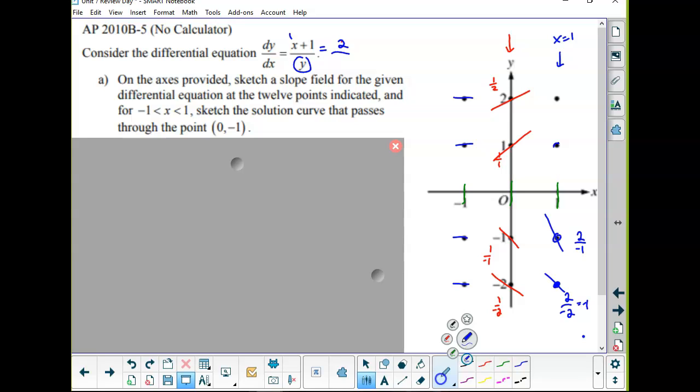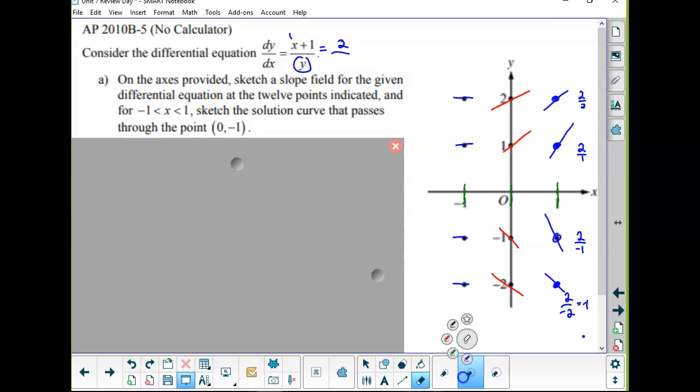And then same thing with what happens when y is +1. Well, that's going to be a +2 over 1. I'm going to go up 2 over 1 and kind of estimate that slope. And then at this point, we've got a 2 over 2, which is a +1 slope. Okay. Now, it looks kind of messy with all those extra pieces written in there.